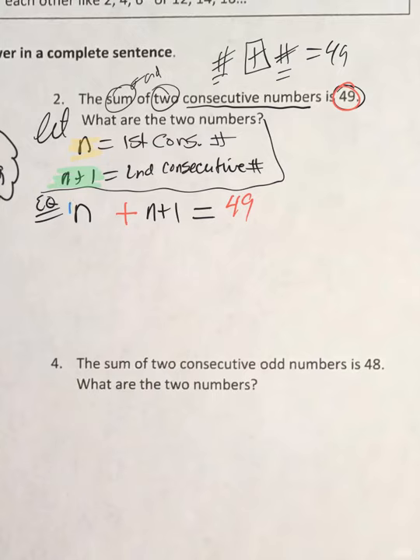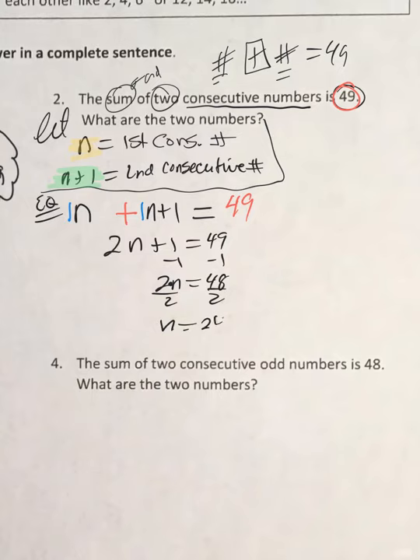algebra skills. So isn't 1n plus 1n, when you combine like terms, doesn't that give you 2n plus 1 equals 49? Subtract 1 from both sides. Undo multiplication by dividing, and n equals 24.